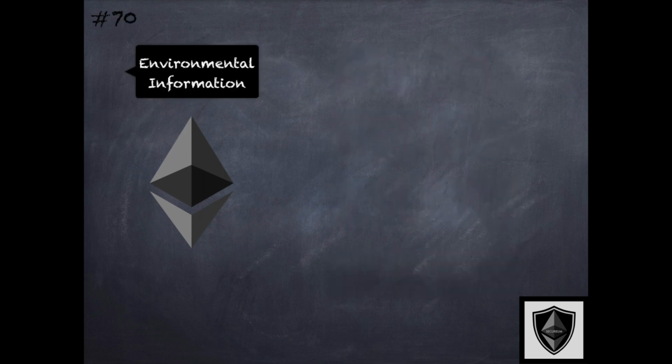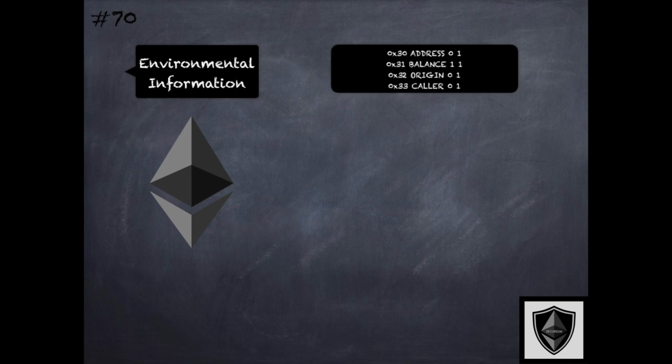The next category is what is referred to as environmental information. This set of instructions gives information about the environment or the execution context of the smart contract that is executing these instructions. Let's take a look at some of these instructions.